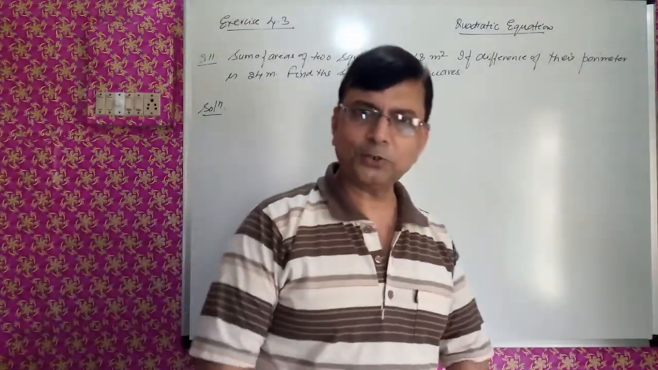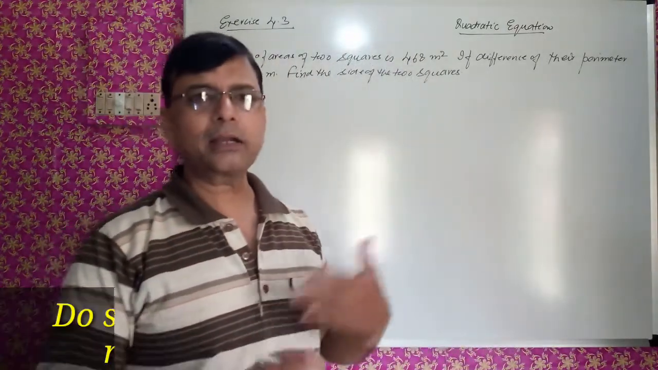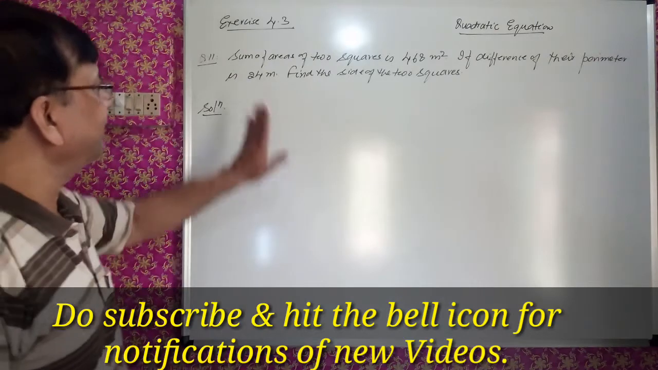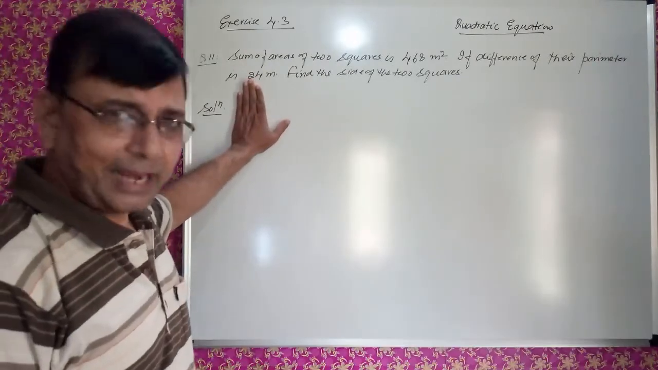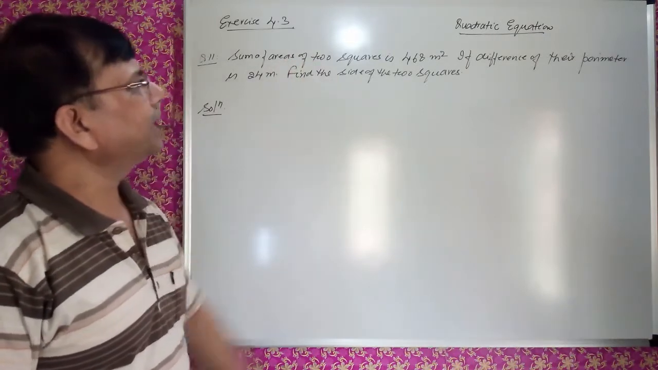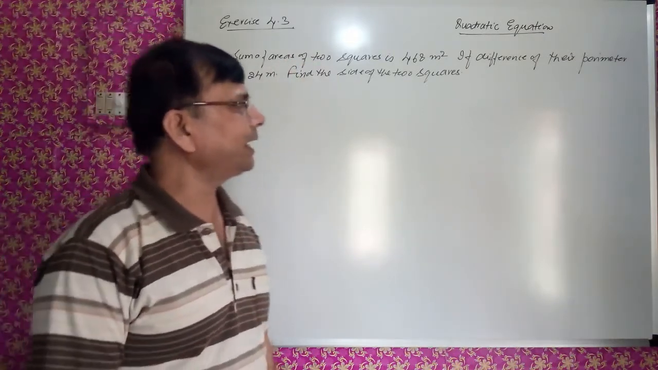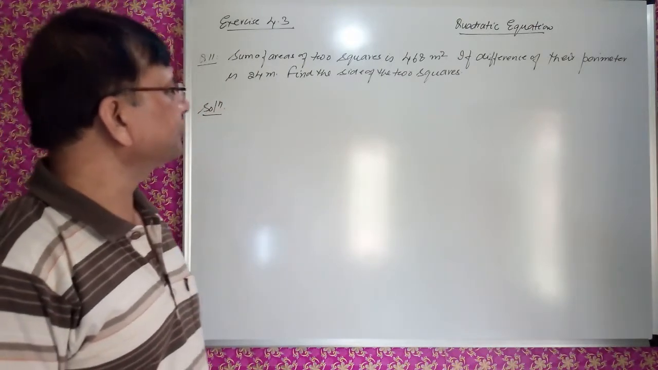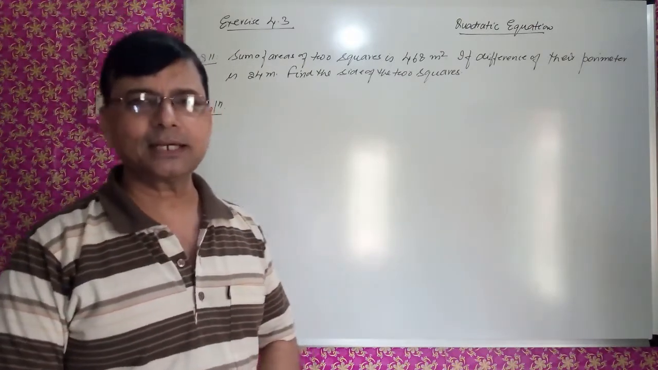So as I told you, I will be taking alternate questions. I had taken question number 9, then I will take question number 11. Sum of areas of two squares is 468 meter square. If the difference of their perimeter is 24 meter, find the side of the two squares.